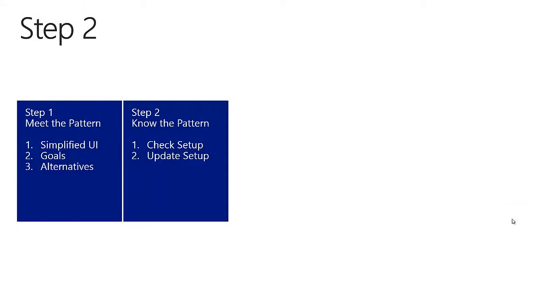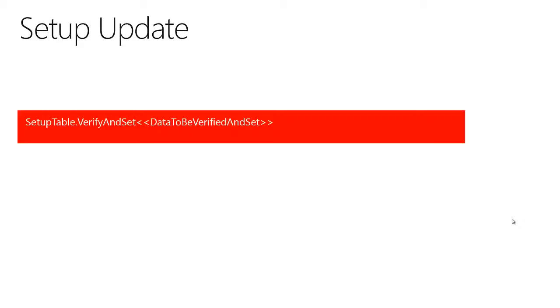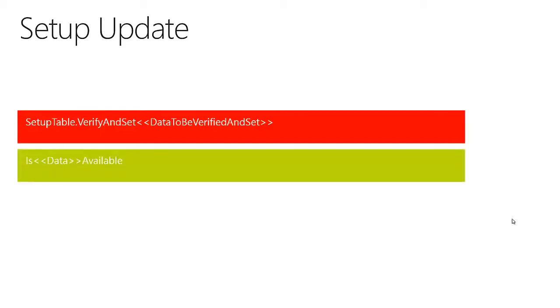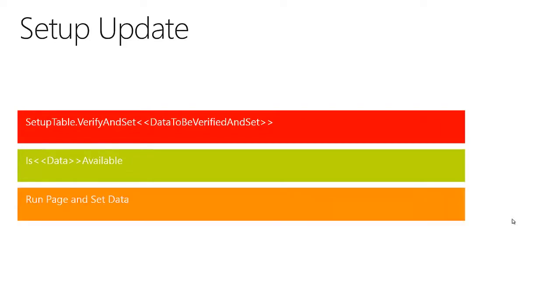Let's have a look at the structure of the pattern to see how we can implement a more friendly way of testing data. We start by implementing a function as a member of the table that has a logical name, like verify and set the data to be verified and set. Instead of a test field, we would have to implement a function that verifies if the data exists and, if necessary, ask the user to fill in the blanks.